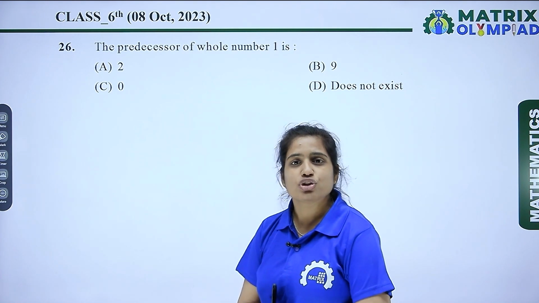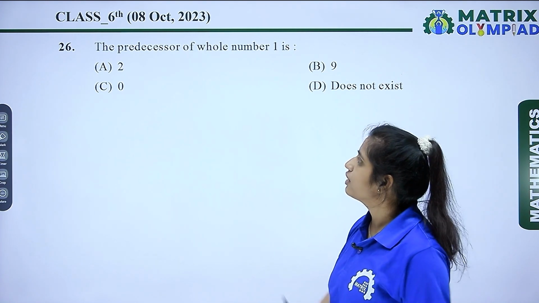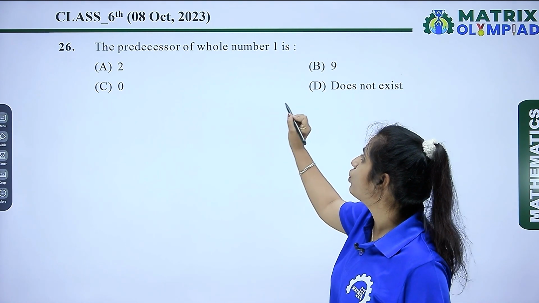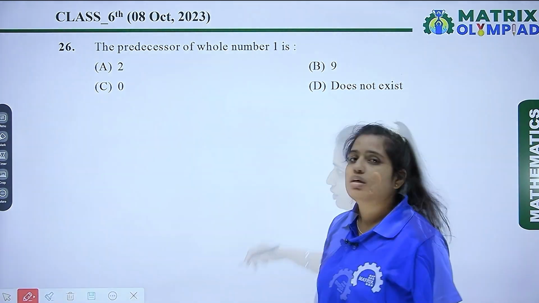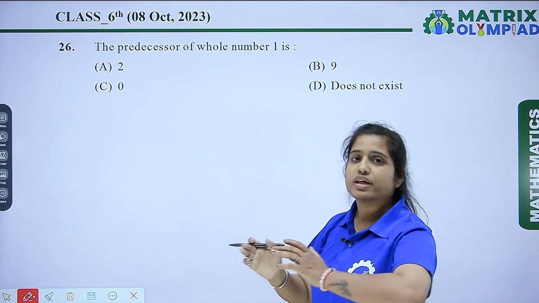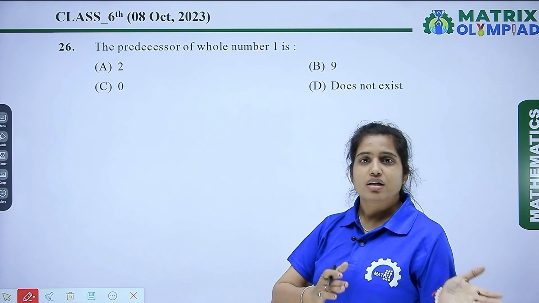Now the next question is question number 26. The predecessor of whole number 1 is. So predecessor क्या होता है? It is -1.